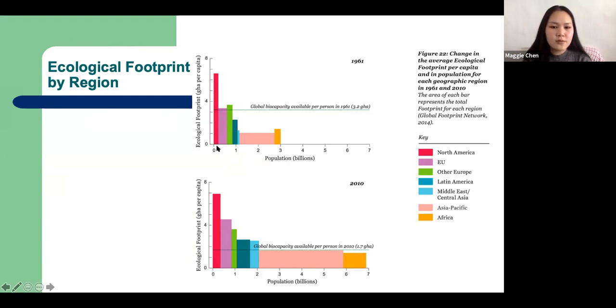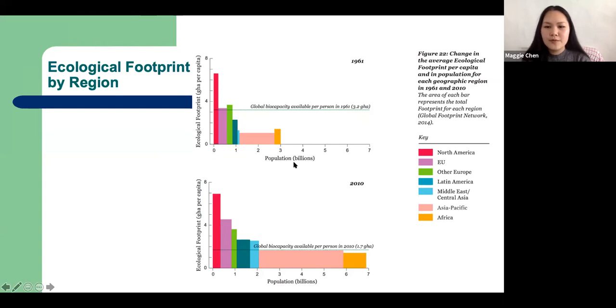But at this point too, if we're looking specifically at North America, there's a lot less than 500 million people, but their ecological footprint is a lot higher than all of the other countries, at almost around 7 global hectares per capita, per person.